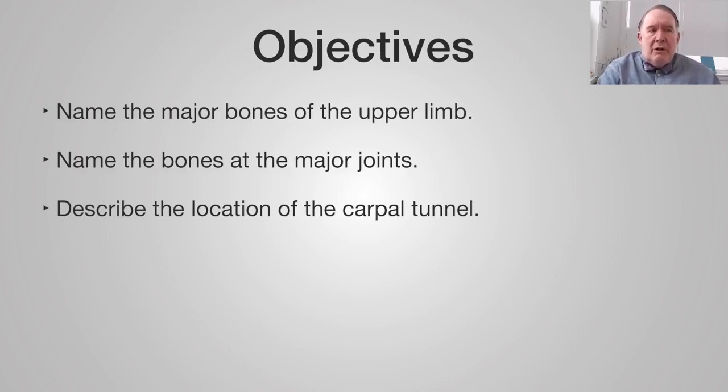Our objectives here are to name the major bones of the upper limb, to name the bones at the major joints, and to describe the location of the carpal tunnel because of its importance in movements of the hand.